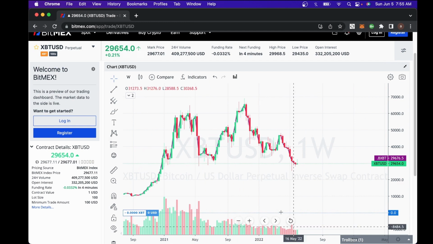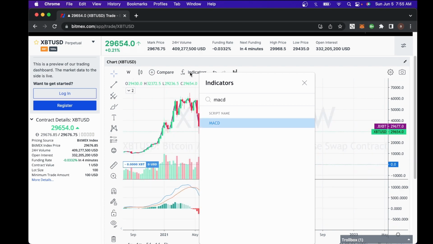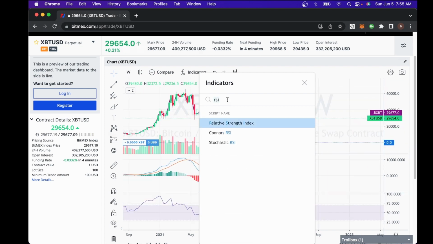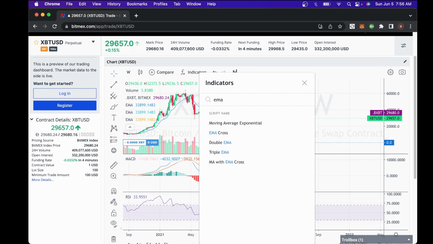And now I'm going to set up the rest of the stuff that I want. So I want my MACD. I want my RSI. I want my EMAs. Let's do it this way. 1, 2. Oh, we got 1, 2, 3. I need one more. I'll probably need another, but as of right now, let's just start with that.